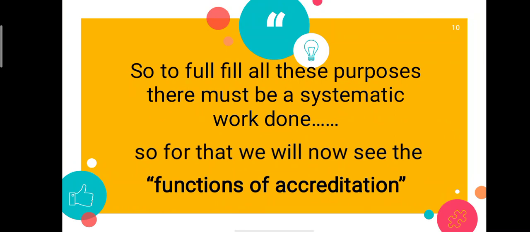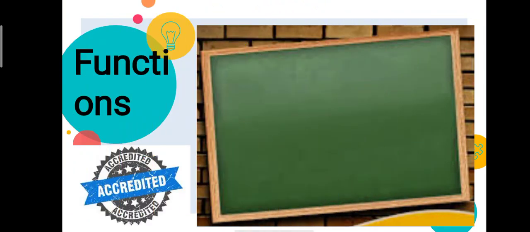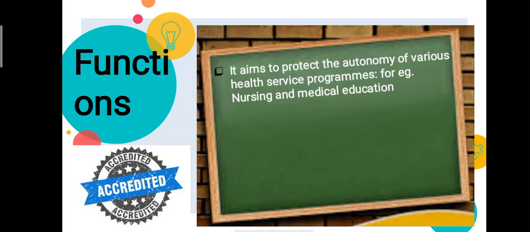Now, to fulfill all these purposes, there must be systematic work to be done, and for that, we will now see the functions of accreditation. We will see the functions of accrediting agencies, what these agencies do, and how they work. The functions: it aims to protect the autonomy of various health services programs, for example, nursing and medical education. It will protect and continue the nursing and medical education. It preserves the quality of nursing education.